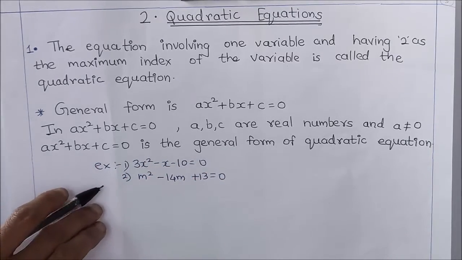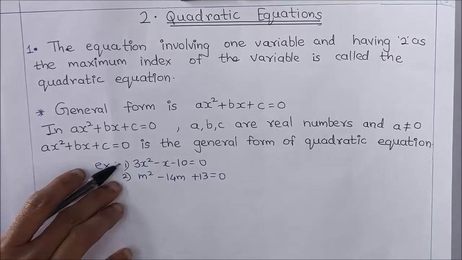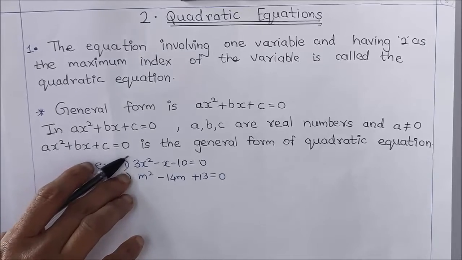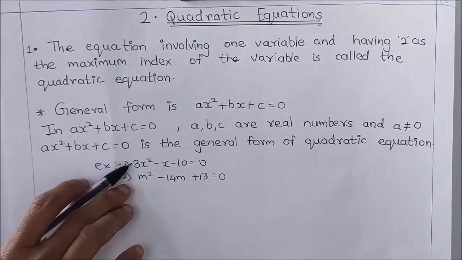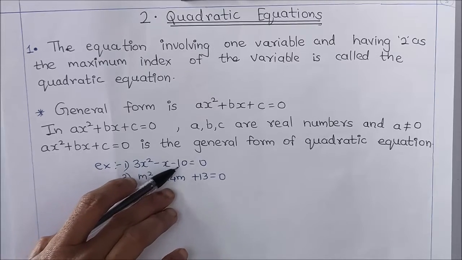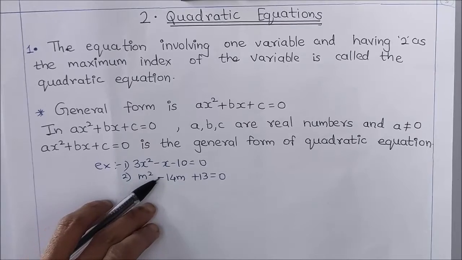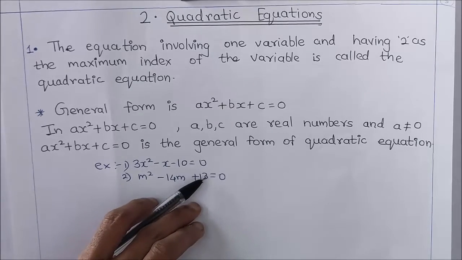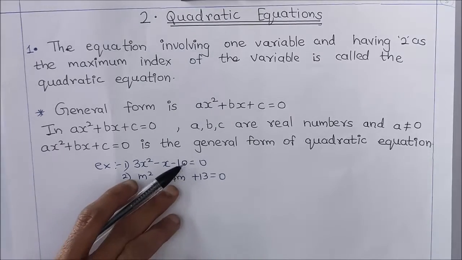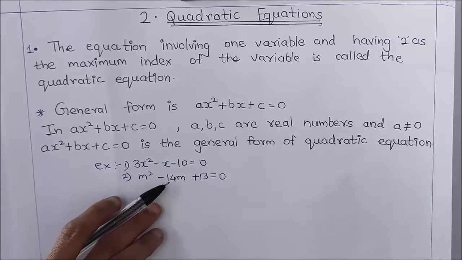There are few examples given here. First is ax square plus bx plus c equals 0, the general form. Example is 3x square minus x minus 10 equals 0, or m square minus 4m plus 13 equals 0. You can give many more examples. Here only 2 examples are given for you.